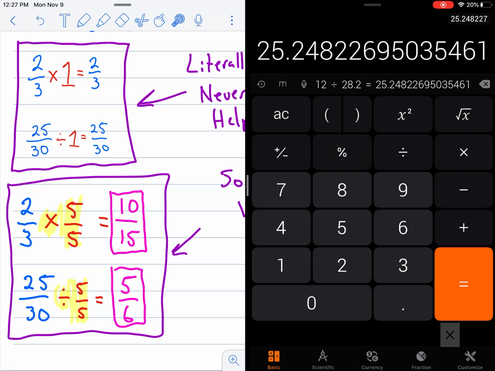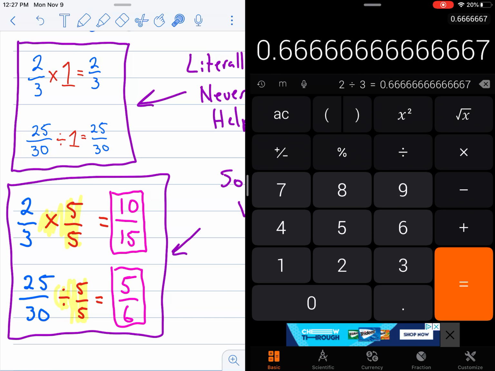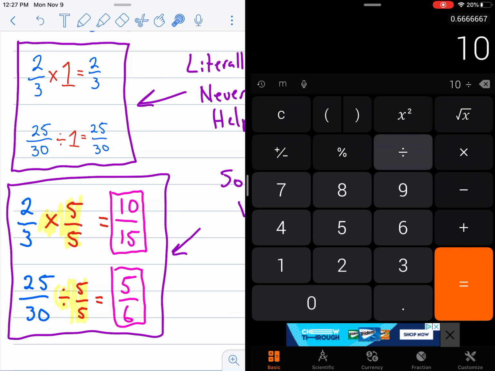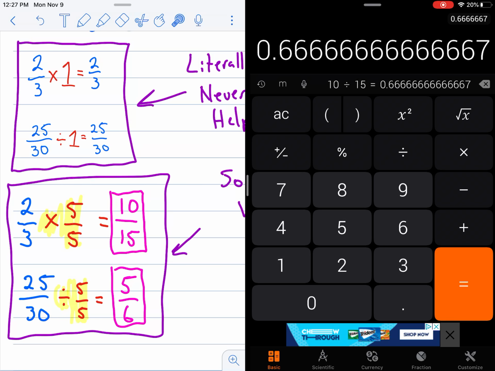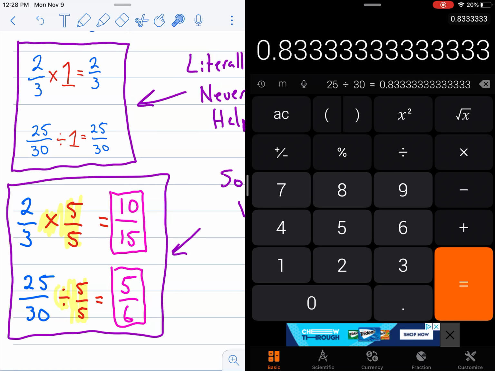Let's triple check. So 2 divided by 3 and 10 divided by 15. Cool, those are the same thing. 25 divided by 30 and 5 divided by 6. Look, they're the same thing. Okay, so I'm not lying to you.